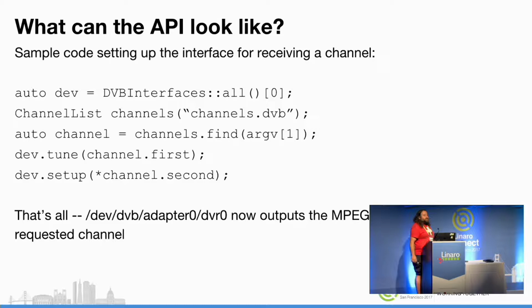Similarly, if we want to access a channel, we again take the interface. So DVB interfaces all is like before, the interface that lists all the devices. We just take the first one in this example, and we open the channel list, look for the channel we want, which we take from the command line in this particular example. We tune the device and set it up so it filters the particular channel we want and not any of the other channels on the same transponder. And that's already all we need to do to play a channel. The DVR0 device in the kernel now provides exactly the data we are looking for.